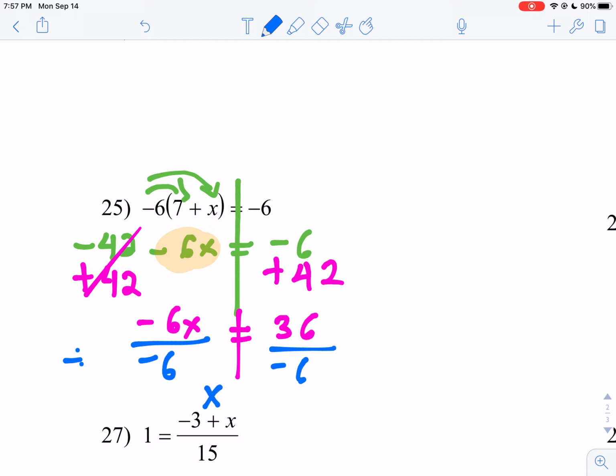This is going to give you x equal to, a positive divided by a negative is a negative. So 36 divided by 6 is a 6. That is your answer, hopefully. Again, please check the back of the book.